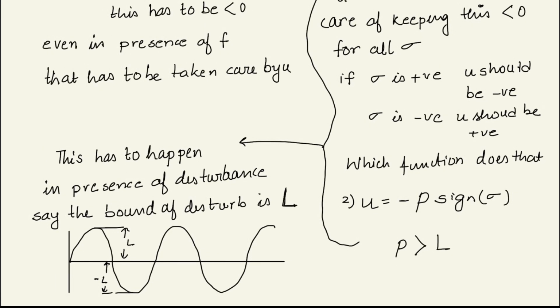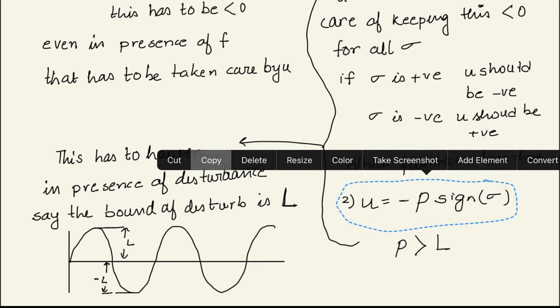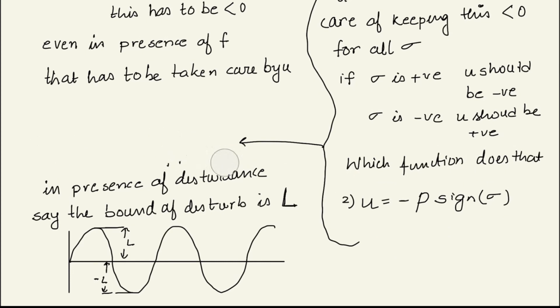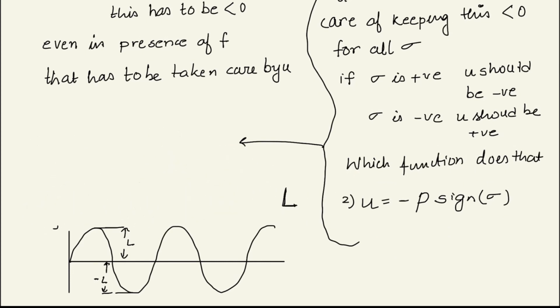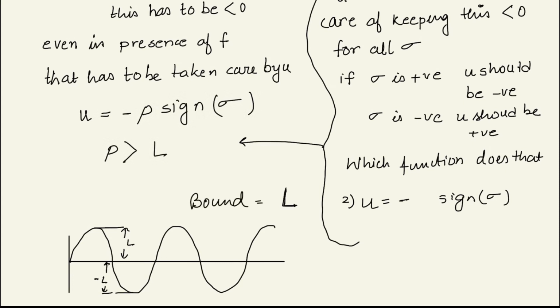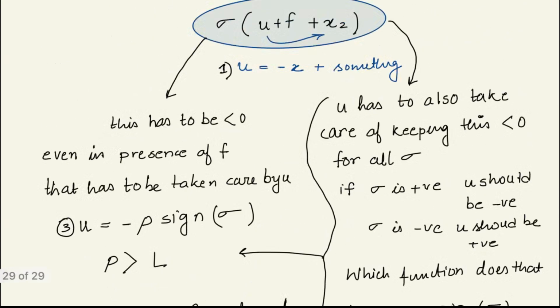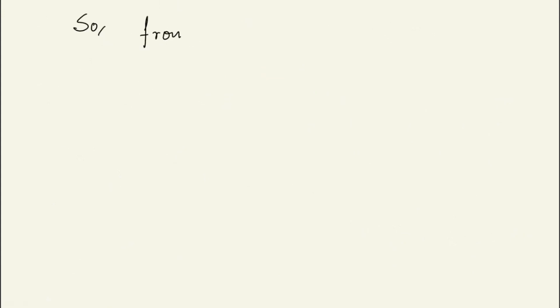But the output of the signum can only be +1 or -1. So we multiply a factor rho which will take care of this bound of disturbance. The value of rho should be high enough such that it can take care of the disturbance. So as I mentioned, you should take care of three things. First, it should take care of x2. Second, depending on sigma, it should change its sign. Third, it should take care of the disturbance.